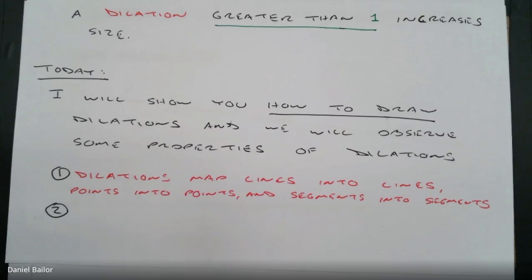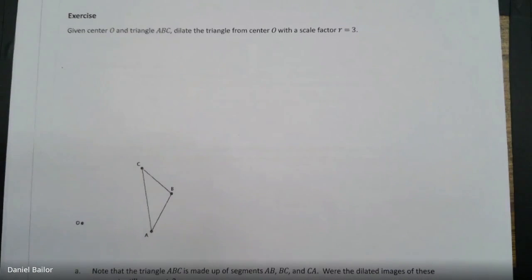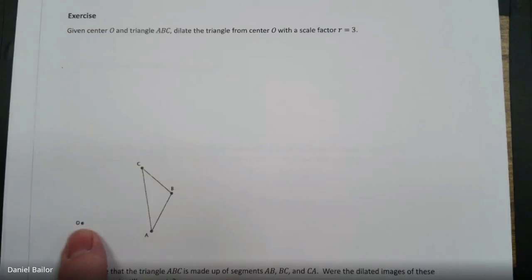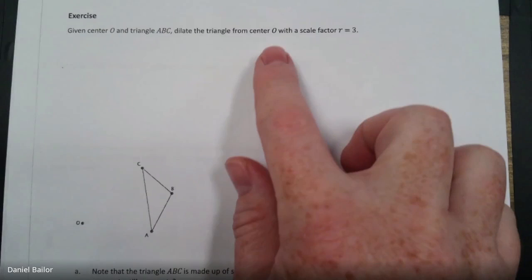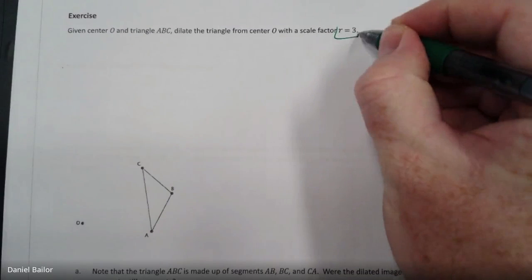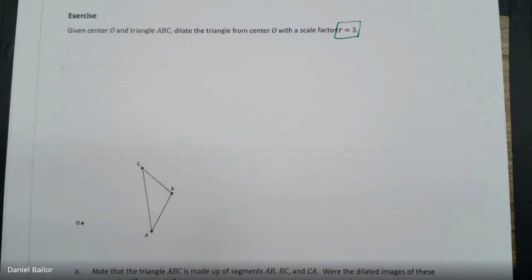Let's move on. Let's keep working on page 14. The exercise where we have a triangle, and we're going to dilate this triangle. Now let's look at the directions. This time they give us directions. They say, given center O and triangle ABC. So they told us the figure, they told us the center, so that's step 1. Dilate the triangle from center O with a scale factor of R equals 3. So this time they told us the scale factor.